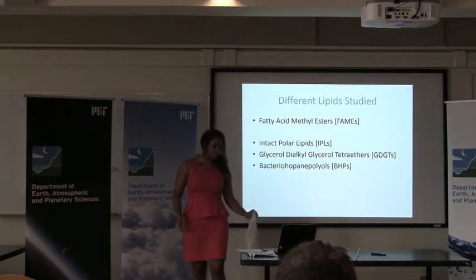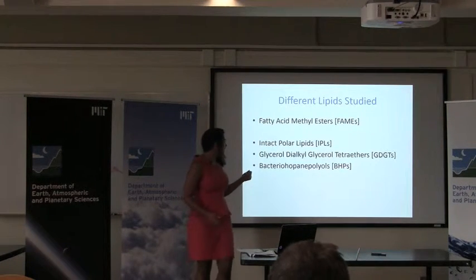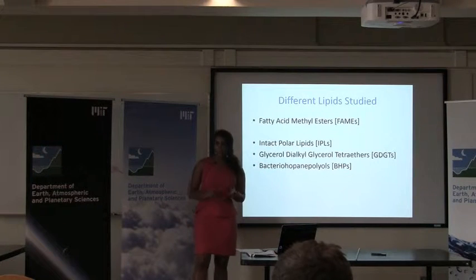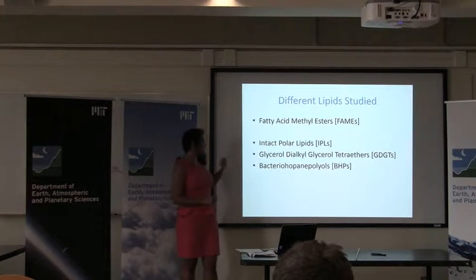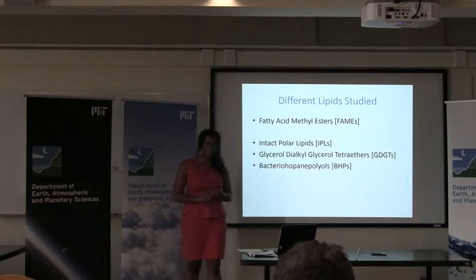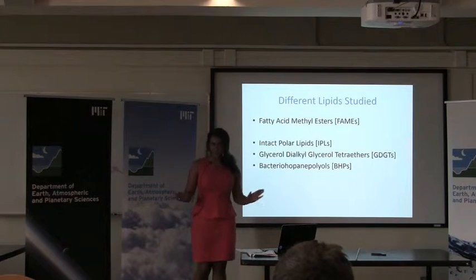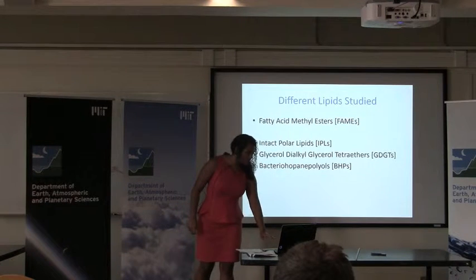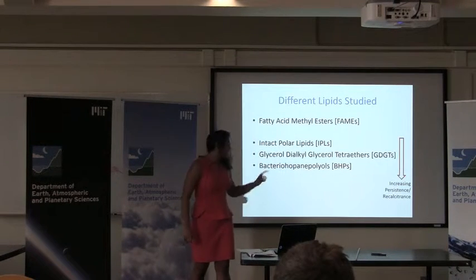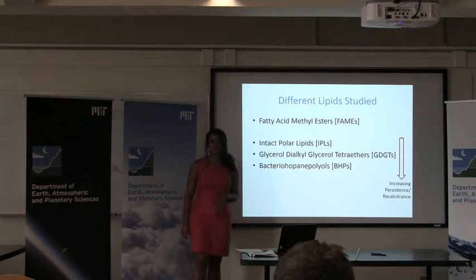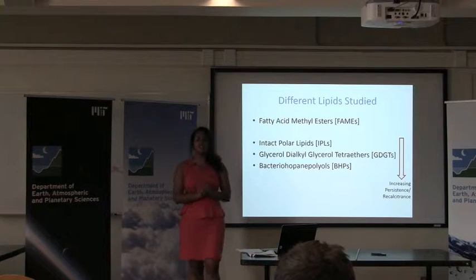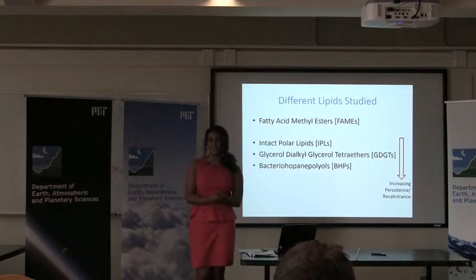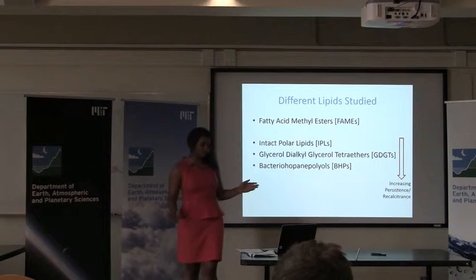So the different lipids that I studied were fatty acid methyl esters, intact polar lipids, glycerol dialkyl glycerol tetraethers, GDGTs, which is what we'll use from now on, and then bacteriohopanepolyols. I ordered them, the second three here, in terms of increasing persistence or recalcitrance. Mind you, we are not in 19th century literature class. Recalcitrance here means persistence in the rock record as opposed to obstinate children.